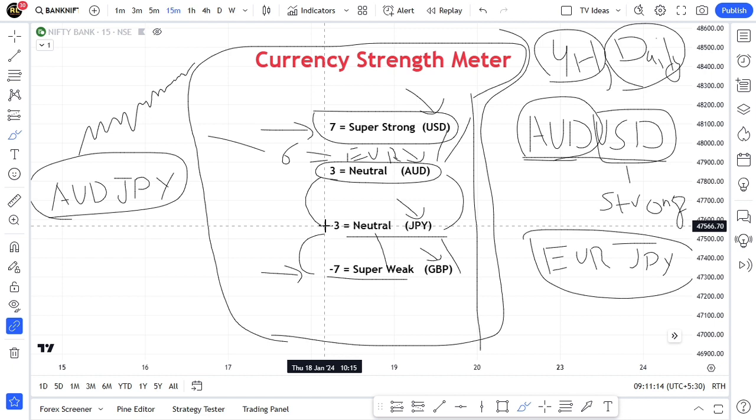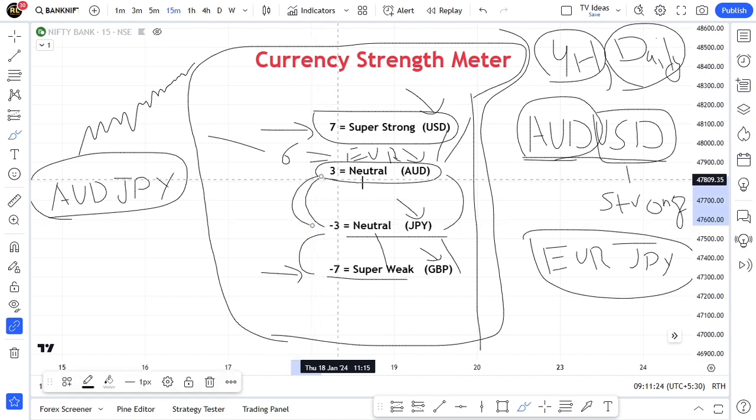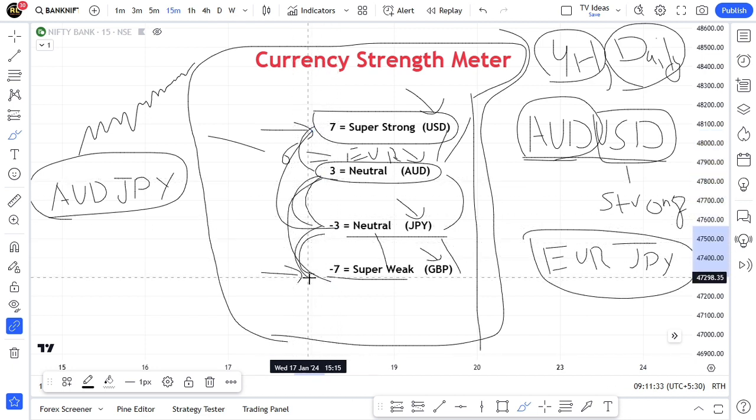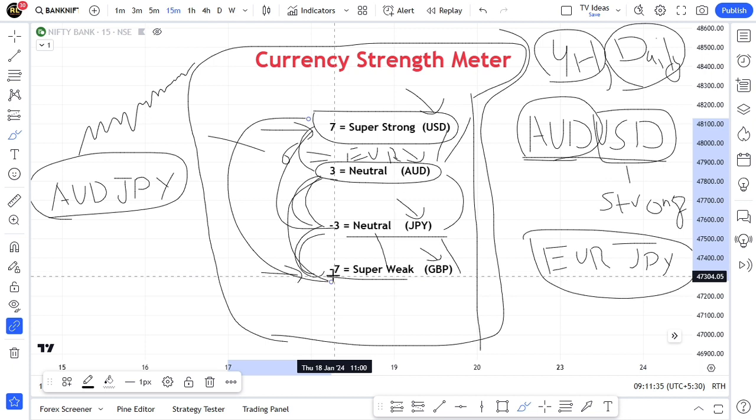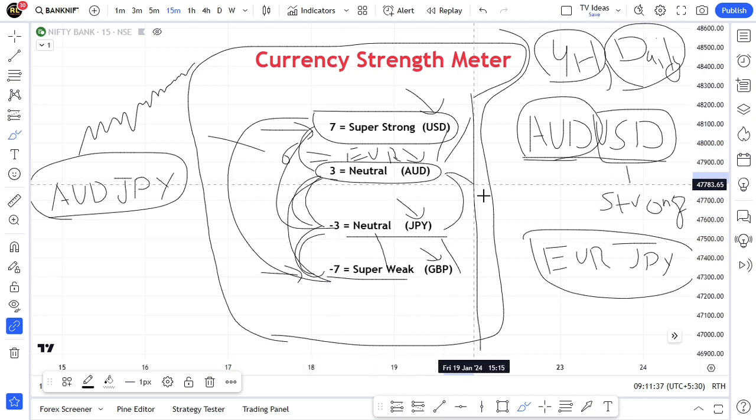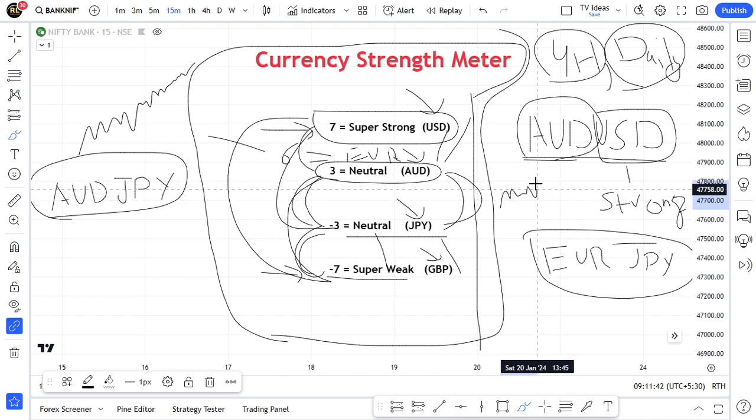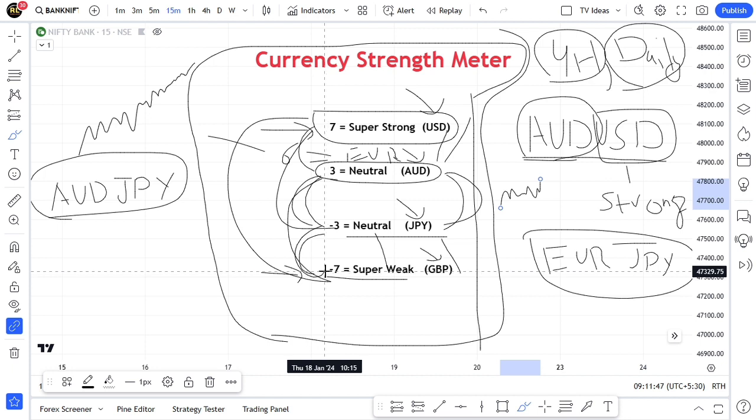So next time whenever you do pair selection, skip or avoid, I must say, not skip, avoid having a neutral pair with a neutral pair. I mean to say you can have a strong with a neutral, a neutral with a weak, a strong with a weak. But try to skip neutral with neutral, because neutral with neutral will go in a sideways direction.